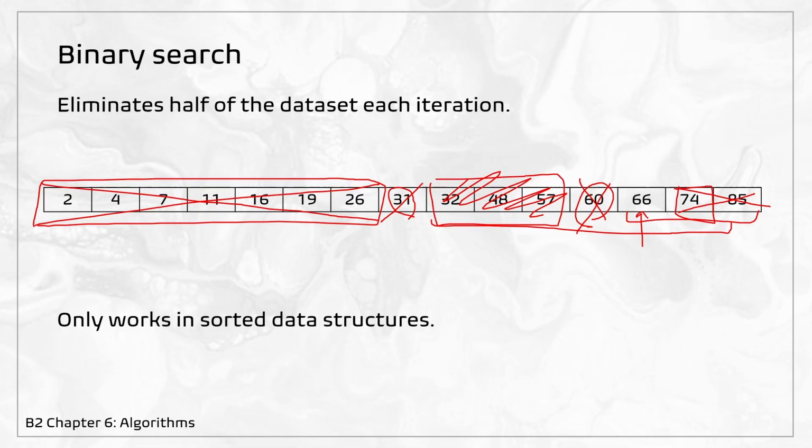Thus, we found our target value in only 3 iterations, as opposed to if we used linear search, it would have taken us 1, 2, 3, 4, 5, 6, 7, 8, 9, 10, 11, 12, 13 iterations.